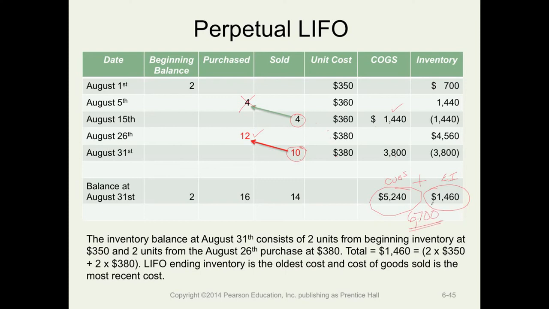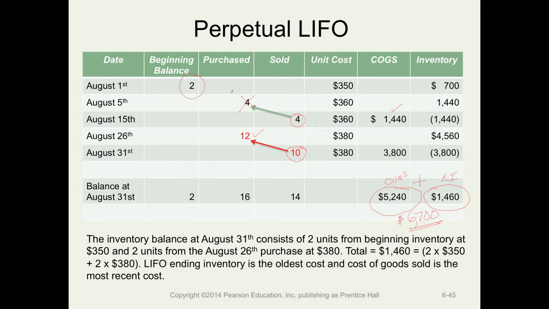Now, of course, you add those up. It's got to equal the total cost of goods available of $6,700. Now, what's left in inventory? Under LIFO, it assigns the most recent cost to the cost of goods sold and the oldest cost to ending inventory.